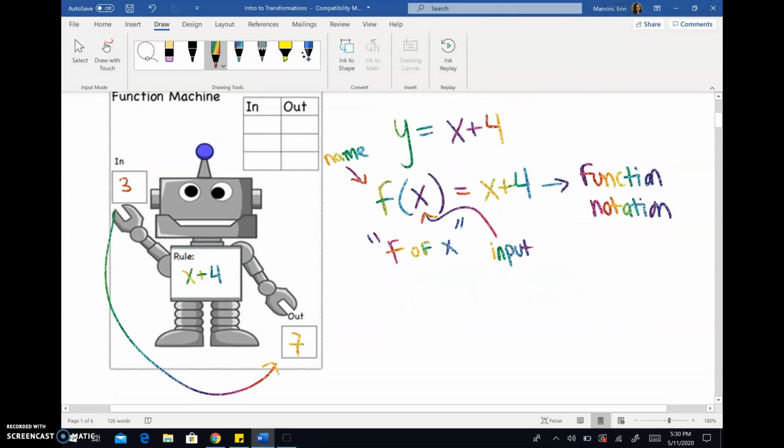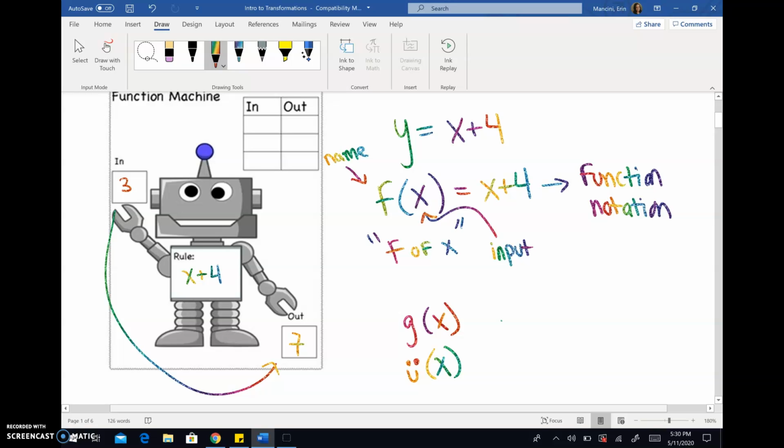So it doesn't have to be f of x. It could also be g of x. All that means is the function's name is g, and the input is the variable x. Okay, or you could say, we usually use a letter, but it doesn't have to be. I could use smiley face of x. That means the function's name is smiley face and the input is x.